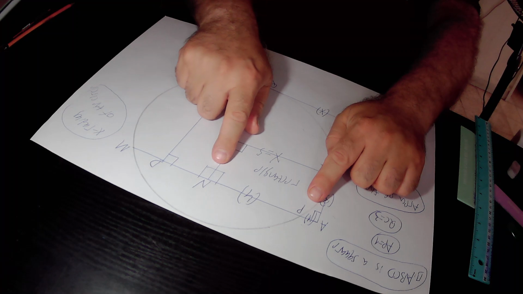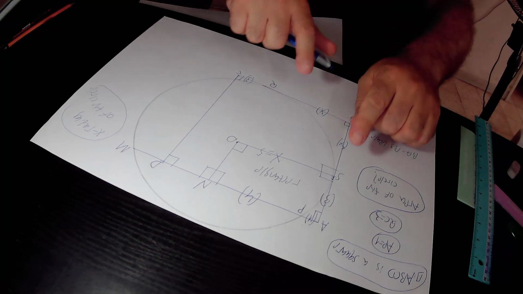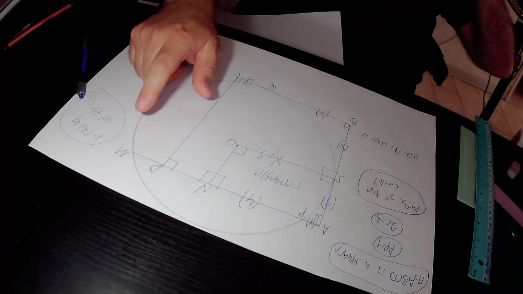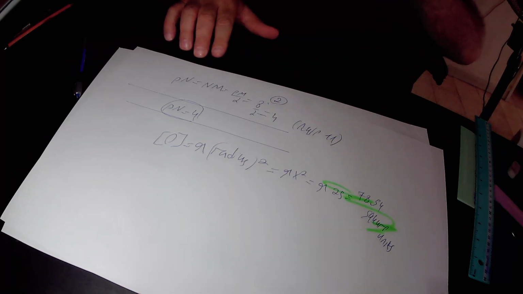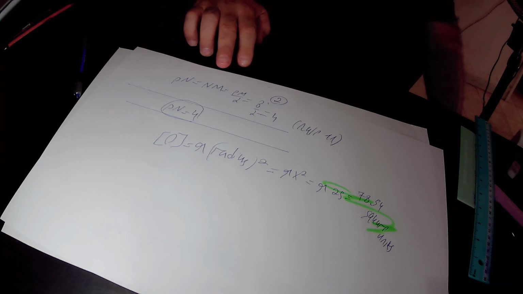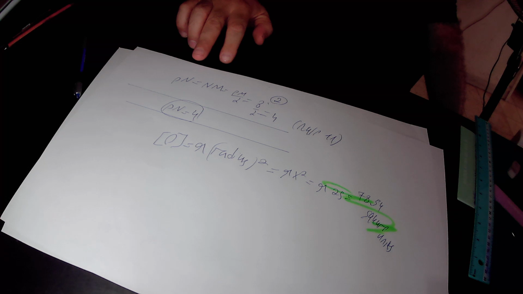The first half is PN, and the second half is NM. So, PN equals NM equals PM over 2, according to rule 11, of course. Each half equals PM over 2. So PM over 2 equals MN equals PN.